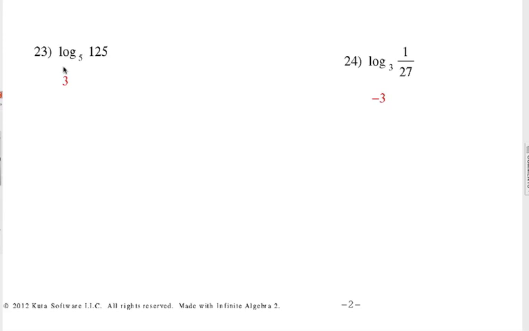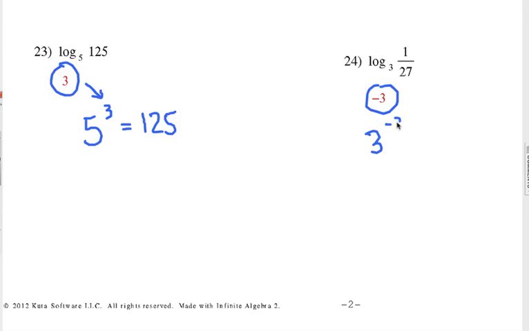All right, how'd you do? Number 23, it should be 3. Why? Because 5 to the third power is 125, right? Yep, that's our answer right there. Here it's negative 3. Why is that? Well, 3 to the negative third power is 1 over 27. Right? Because it is 1 over 3 to the third power. It's in the denominator, so that makes it a negative exponent.